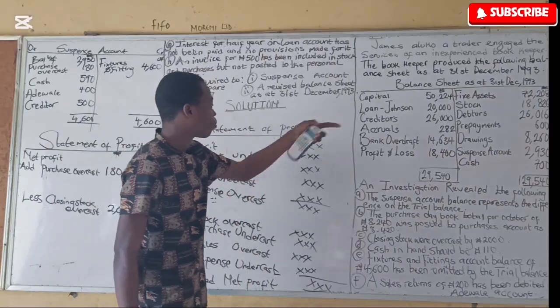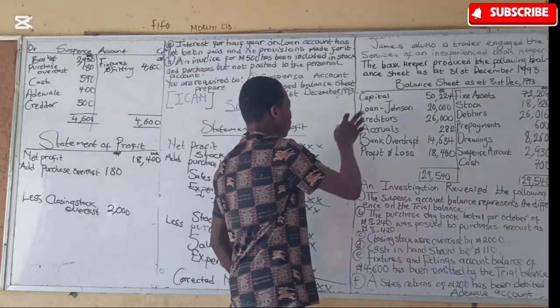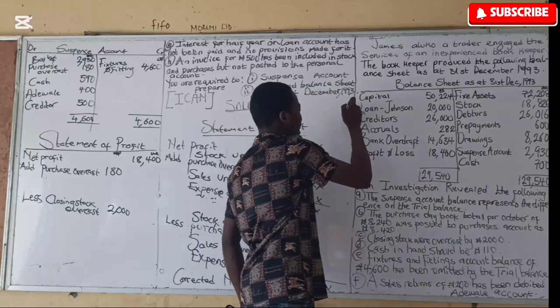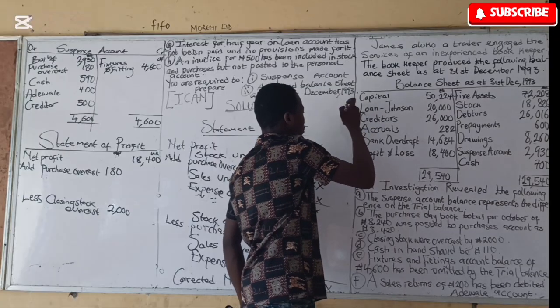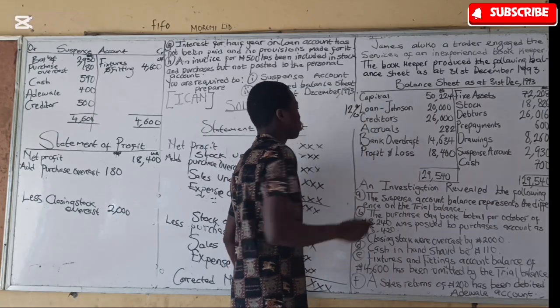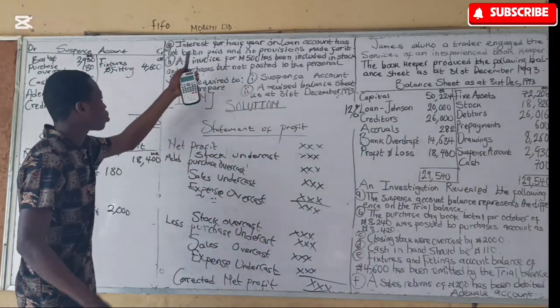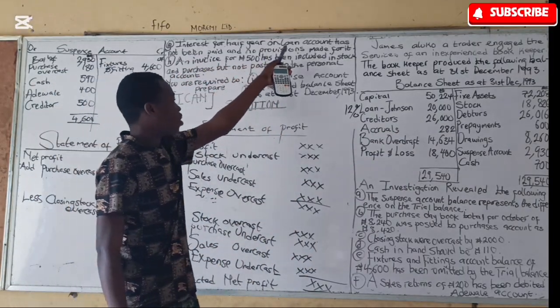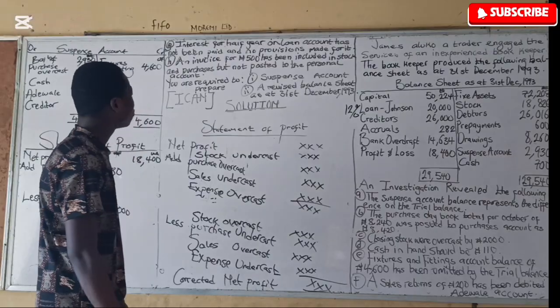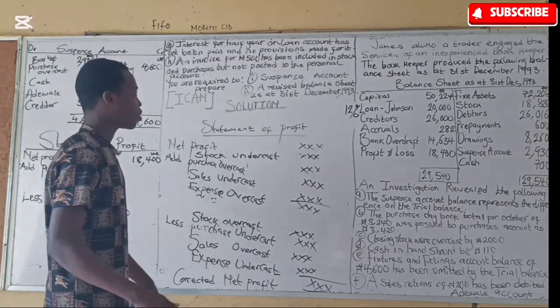The question here is not complete. The interest on loan is 12%. It's added to the question, but I think I forgot, so it's my bad. You get it now. So the interest on loan is 12%. Now we can answer the question. Interest for half a year on loan has not been paid and no provision made for it.